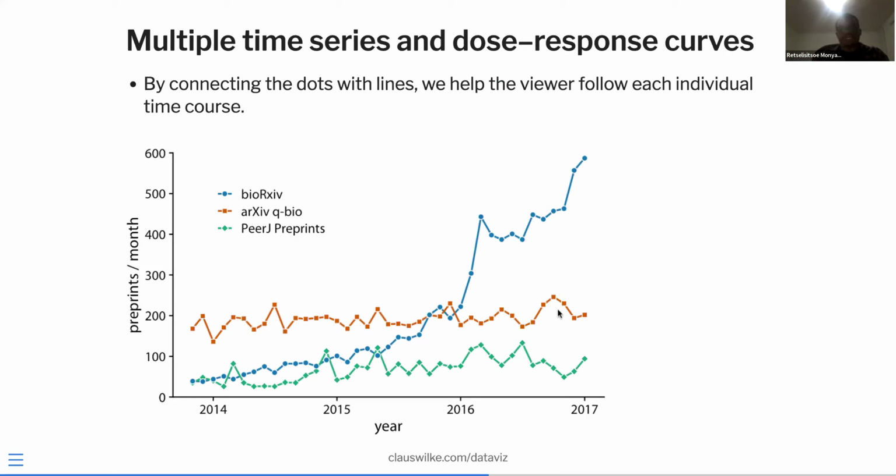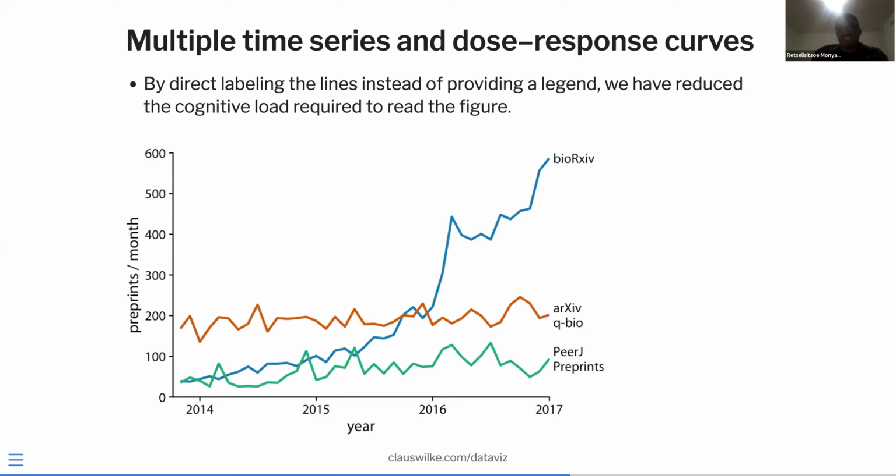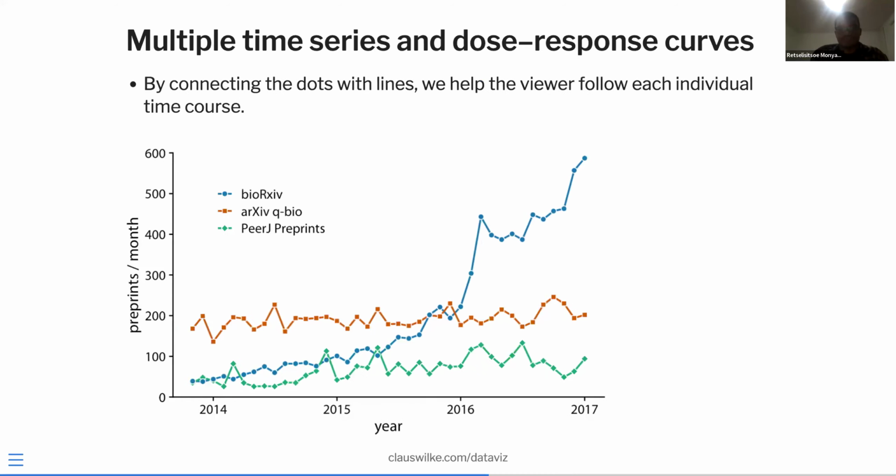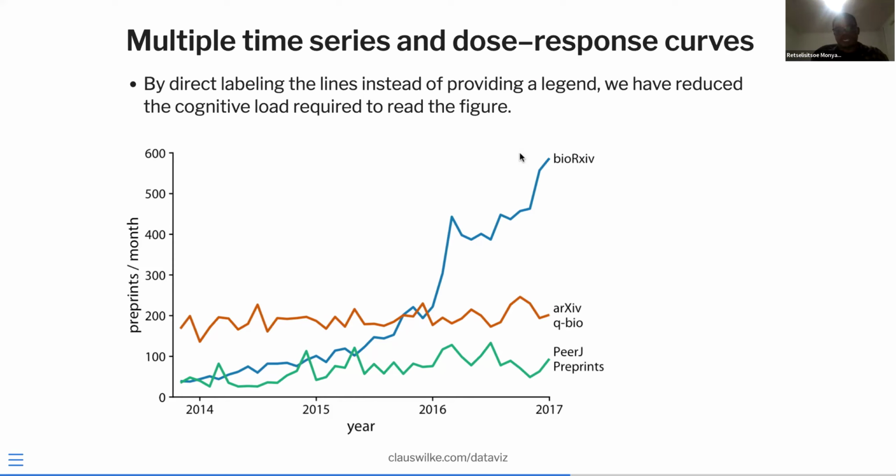But he further says we can improve on this, just make it visually less work, so the user doesn't have to work too hard. One of the ways to do that is to remove the legend and also remove the dots. So he says, by direct labeling the lines instead of providing a legend, we have reduced the cognitive load required to read the figure. And quite frankly, if you look at the two plots, this one is much easier on the eye. Yeah, and that was that on the multiple time series and those response curves.